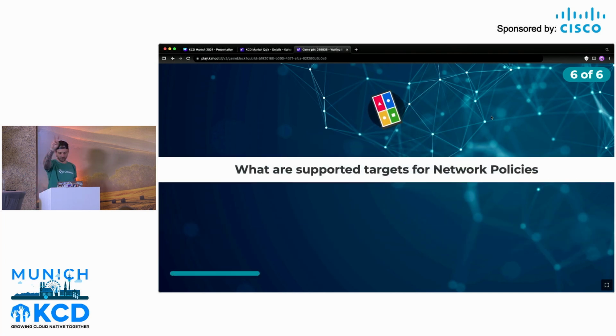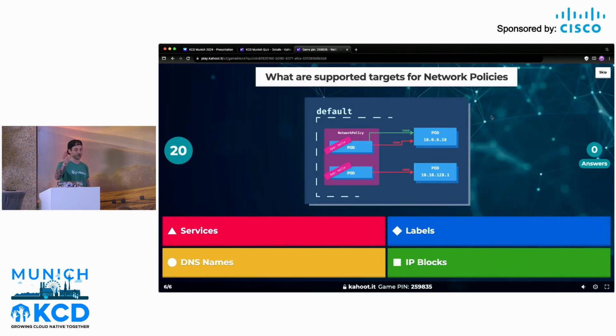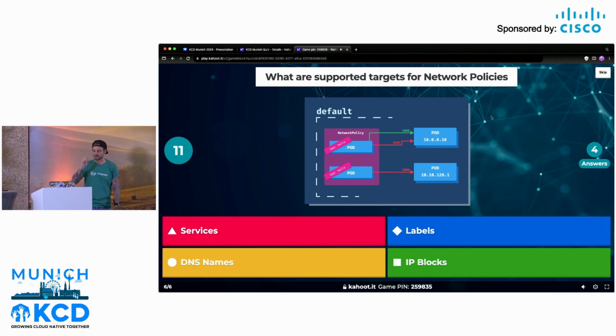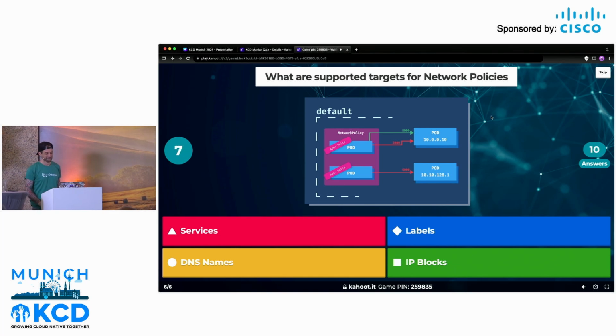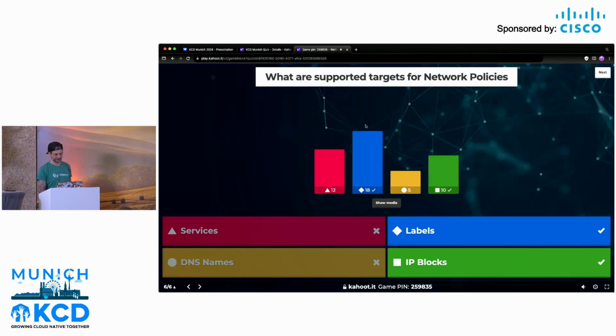Multi-select, 2, right. What are supported targets for network policies? This one, a lot of people get it wrong. Services, labels, DNS names, IP blocks. What are supported targets for network policies? There's a trap. So, suspense.